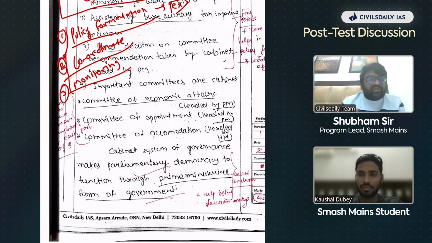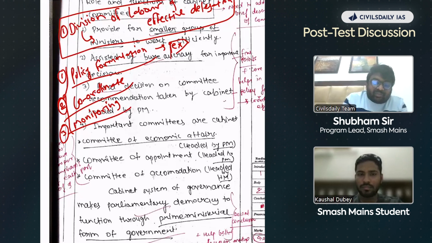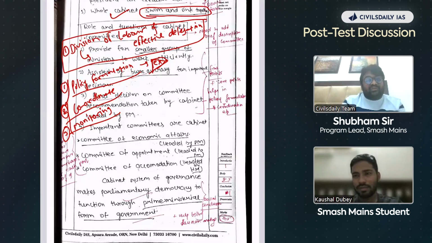Then again you have the Appointments Committee. So important appointments are done by the Appointments Committee. That's it. These are your powers and functions, and you are substantiating each point using the example as well. Try to substantiate your point using examples and don't miss out on the key points from the static. These are all Lakshmikant points, and you are missing out on them.